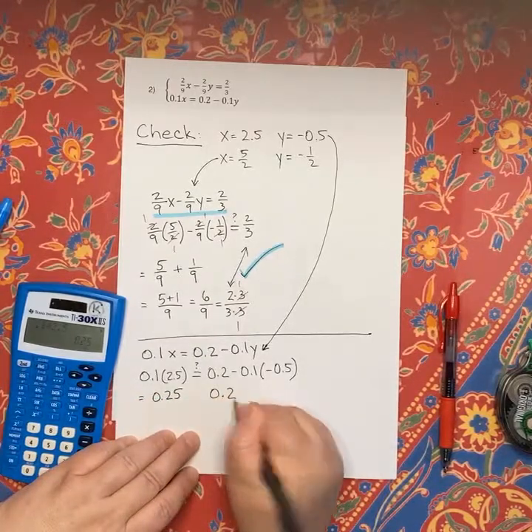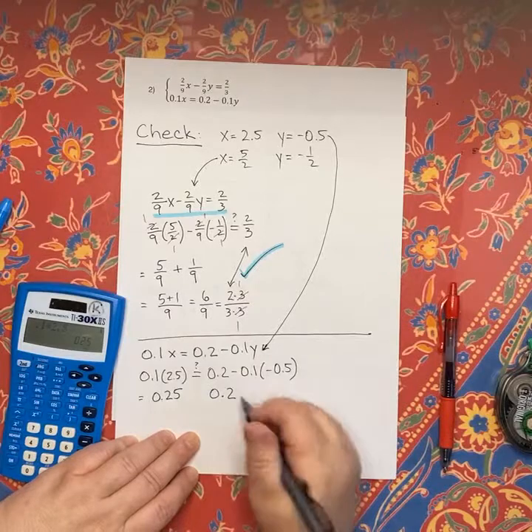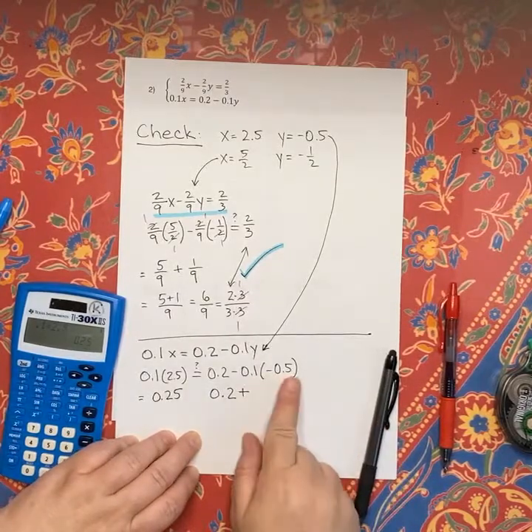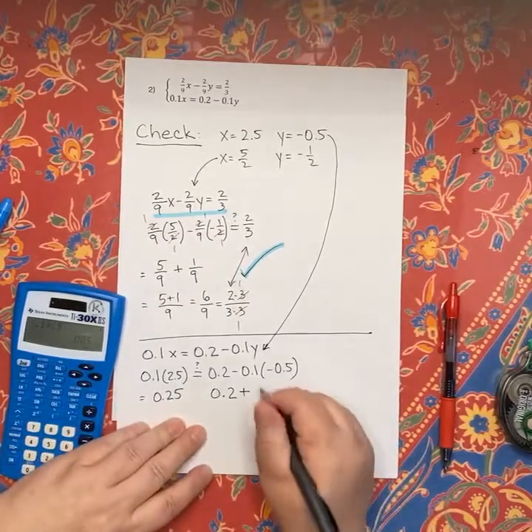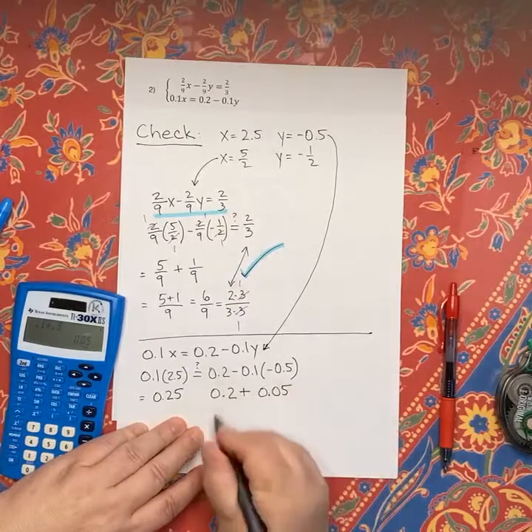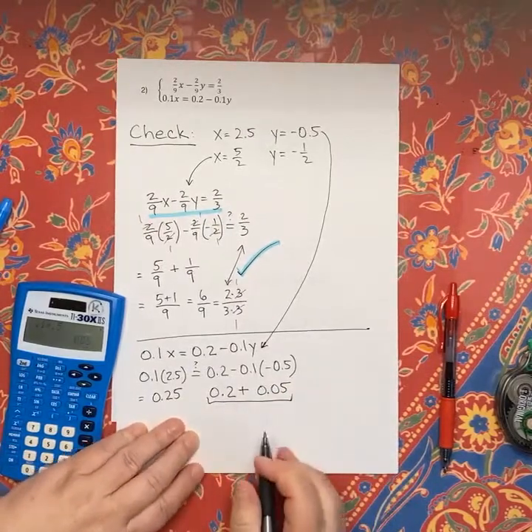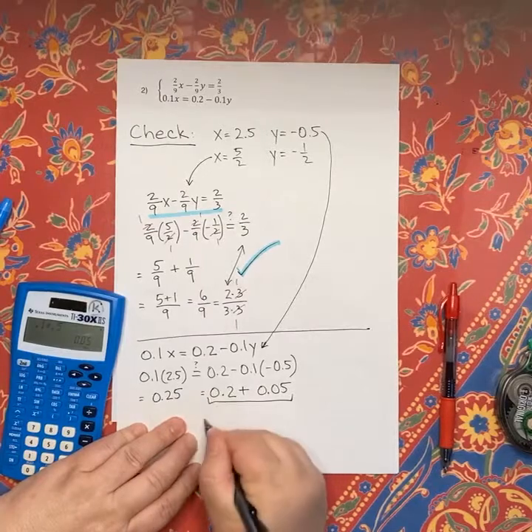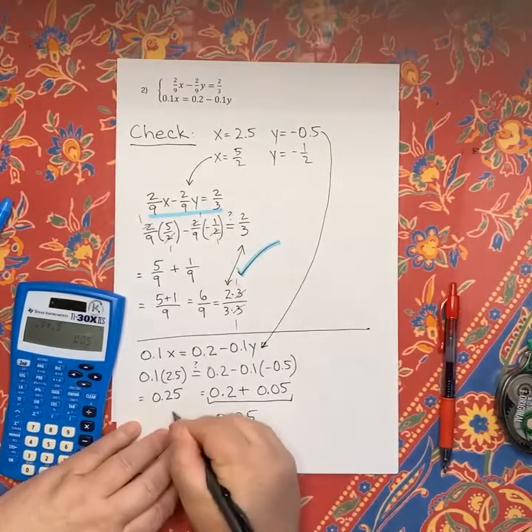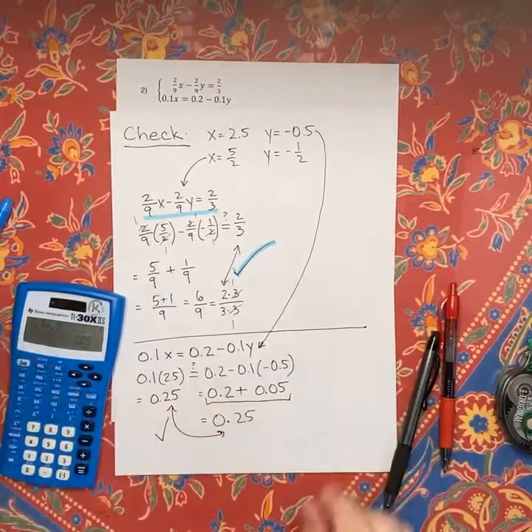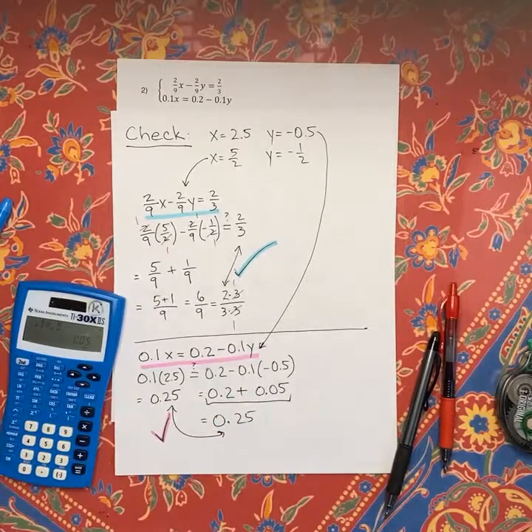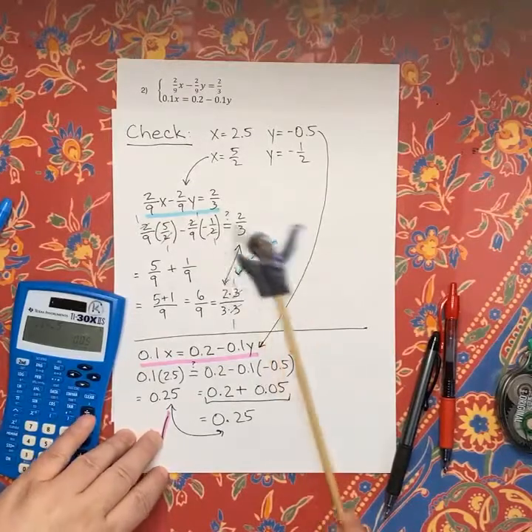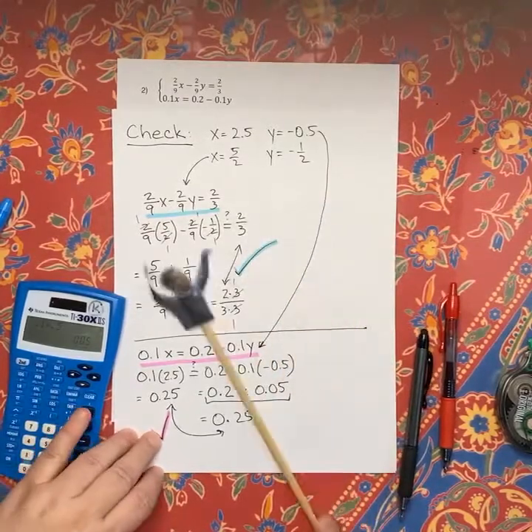Over here, I've got 0.2, and then I've got minus a minus, so that's a plus, and then 0.1 times 0.5. 0.1 times 0.5 is 0.05. And what is 0.2 plus 0.05? 0.25. Oh my goodness, look at that. The pink one checks. Check. Both equations check. Dancing time. Now is the time on Sprockets when Matt Damon dances. And we did it. That was substitution.